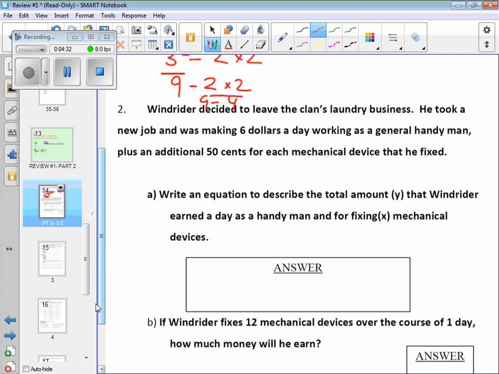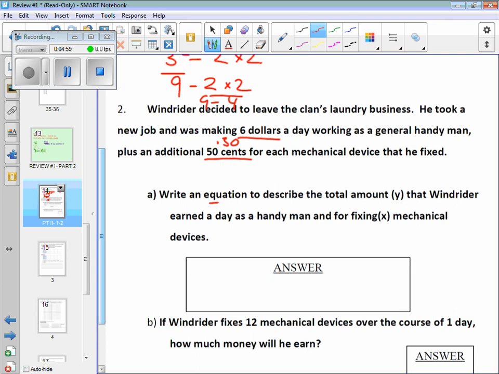Let me give you what I hope is some helpful advice. As usual, with any word problem, you underline your key VIPs. $6.50, what is 50 cents as a decimal? Let's just take care of that right now. 0.50. I'm going to put this here because I'm going to need it later. Then I'm going to go to A.